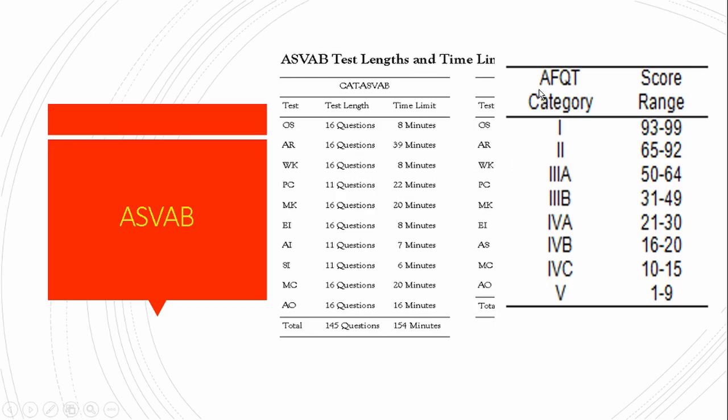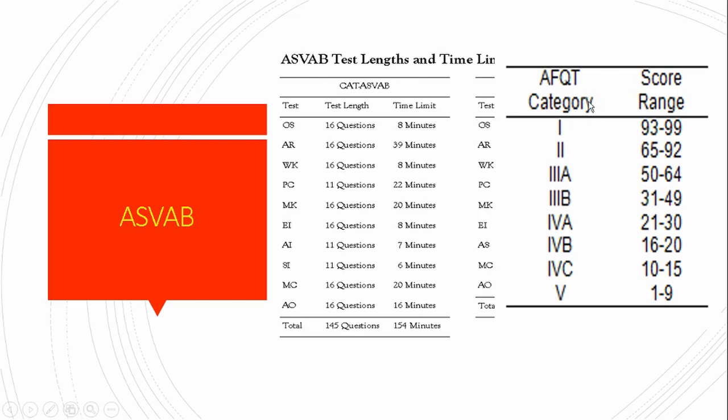The AFQT score is derived from your performance on the arithmetic reasoning subtest, the word knowledge subtest, the paragraph comprehension subtest, and the mathematics knowledge subtest. So my recommendation to anyone who's preparing for this test is to devote a significant amount of your studying efforts to preparing for these four sections. In general, the higher you score in terms of your AFQT score, the more job opportunities that open up to you.